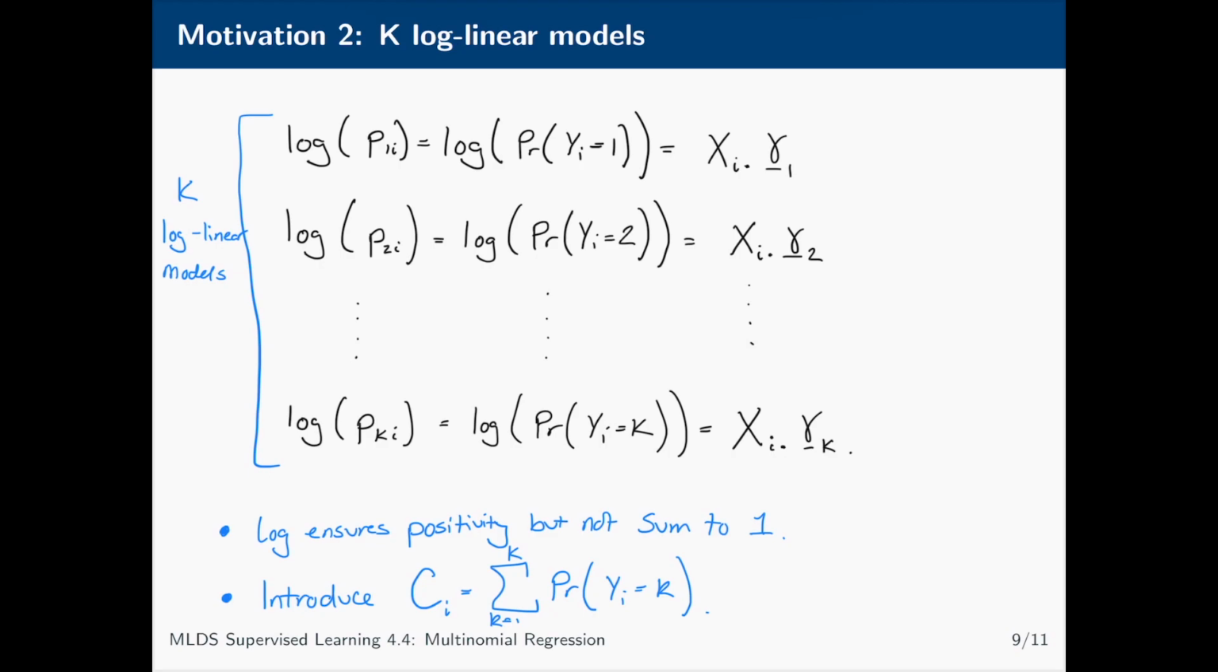So instead of considering k-1 logistic regressions, we might arrive at a different choice of g, but an equivalent model, by considering instead k log linear models, as shown here. Note that we're using gammas here to distinguish these regression coefficients from the ones that we used previously. What we have to bear in mind here is that we require our probabilities to sum to 1 over all of the categories, which isn't enforced by this standard model. Adding this property is straightforward though.